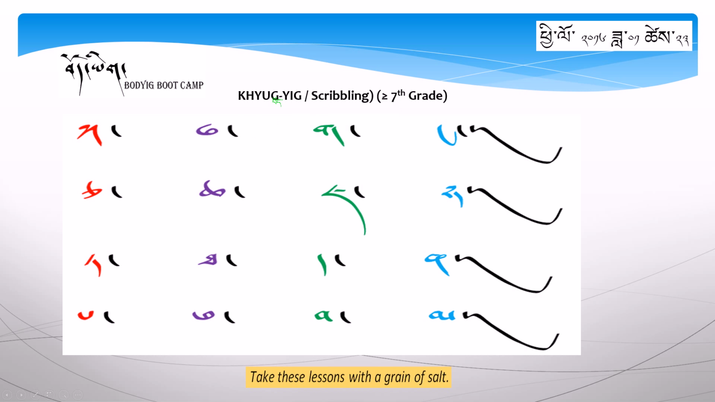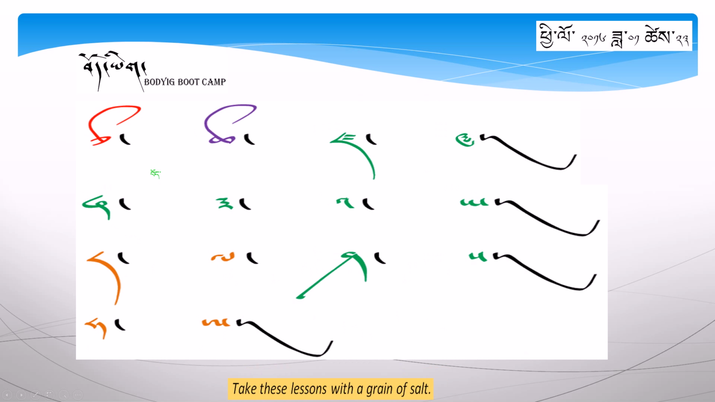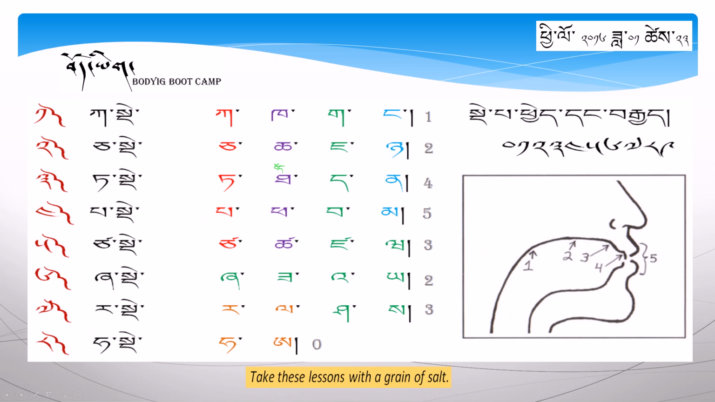So then you use kyugik, meaning scribbling. So you write, this is the fast way of writing the first letter: ka, kha, ga, nga. So this is the fast way of writing. Cha, chha, ja, nya, ta, tha, da, na, pa, pha, ba, ma, and then tsa, tsha, dza, wa, zha, za, a, ya, ra, la, sha, sa, and then ha and a. So these are the fast way of writing, and we'll practice how we write these a little bit later.